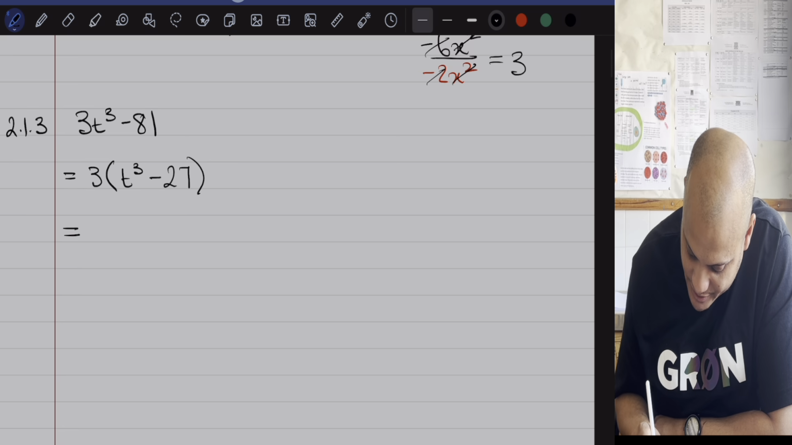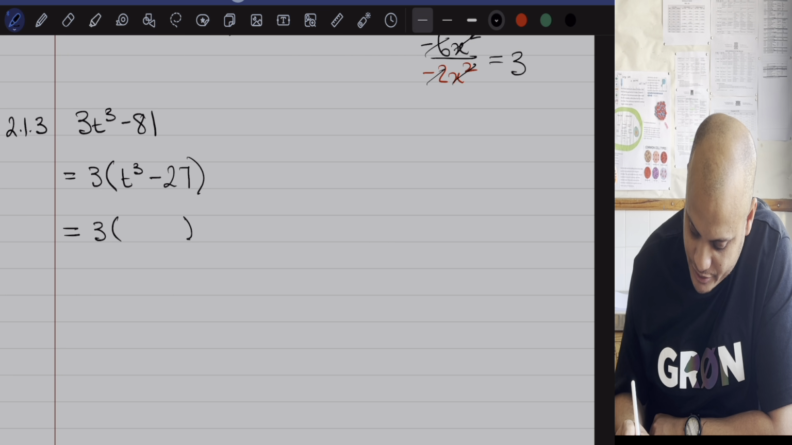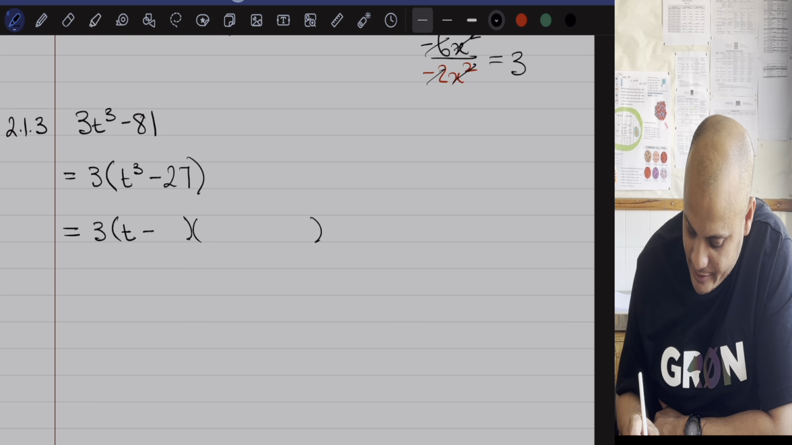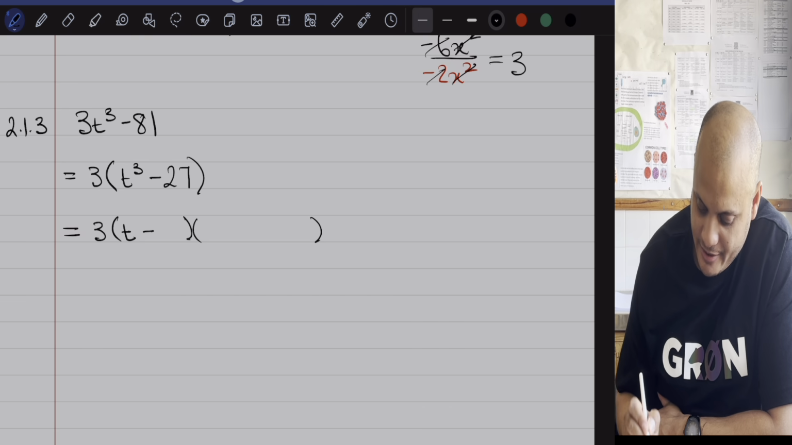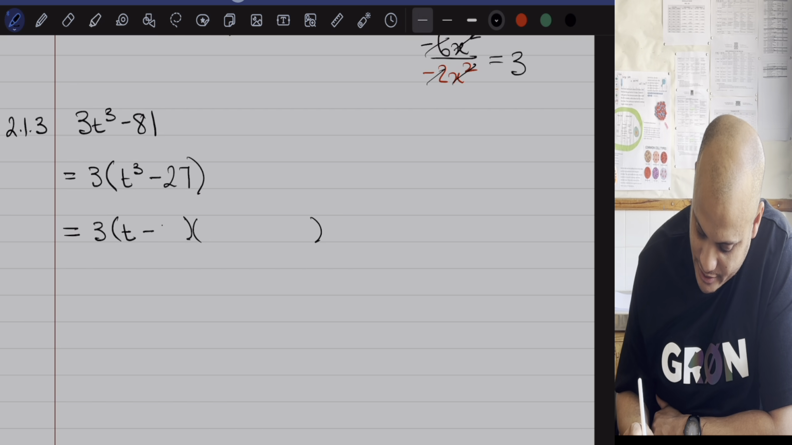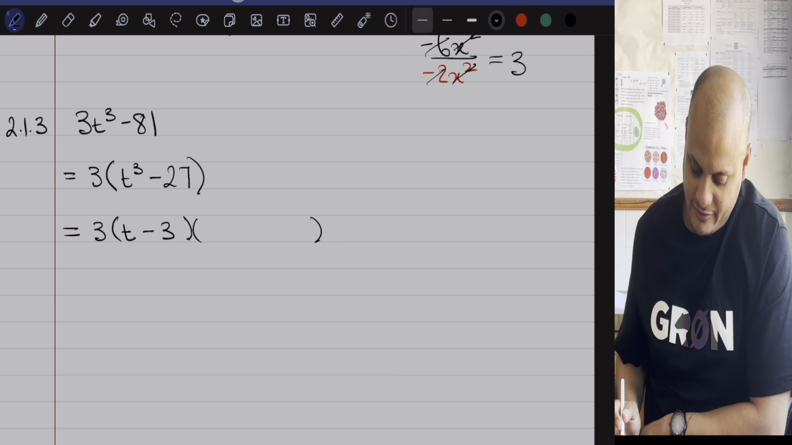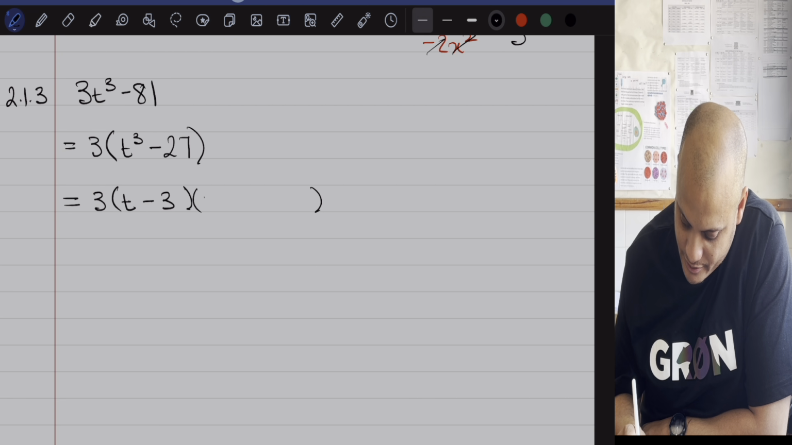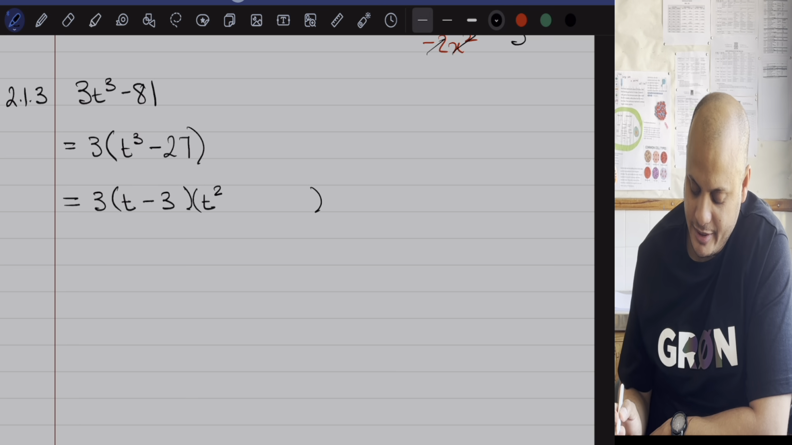So the 3 remains outside, and I know with a difference of two cubes, I open up a small bracket and a slightly bigger one. I factorize the first term as t minus, so in other words, I take the cube root, and that's a better way of explaining what I'm doing here. The cube root of t to the power of 3 is t, and the cube root of 27 is 3, because 3 times 3 times 3 is 27. Then in the second bracket, I write down what will remain to get to t to the power of 3 again.